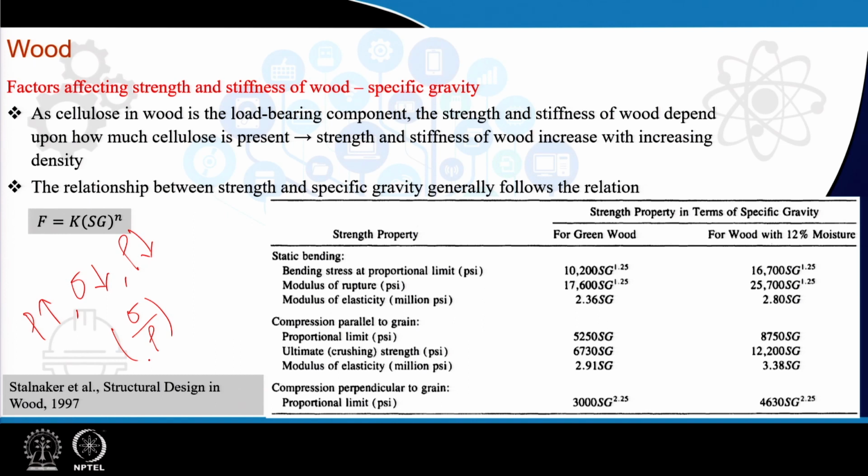So, typically we see that the properties of the wood follow this kind of relation with the specific gravity, where F is any property, which can be bending strength, compressive strength, stiffness and so on. Sg is the specific gravity, and K and N are constants, and we can see in this table that many properties, like the bending strength, the modulus of rupture, the compressive strength and so on, typically follow this relation with different values for the constants K and N.